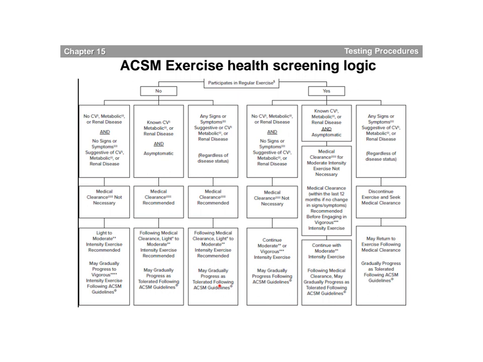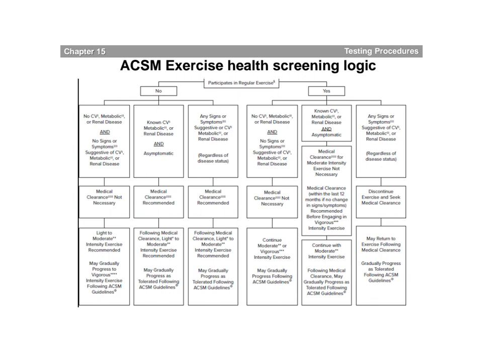Once they get that, then they can start with light exercise, and they can gradually increase in intensity. Now, if a person has signs or symptoms and they're already exercising, well, they should discontinue exercise and then seek medical clearance. And then, assuming that goes well, they can return to exercise following medical clearance and gradually increase the exercise intensity following the ACSM guidelines.